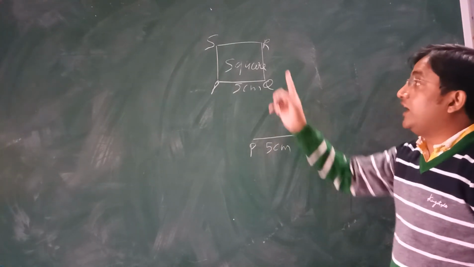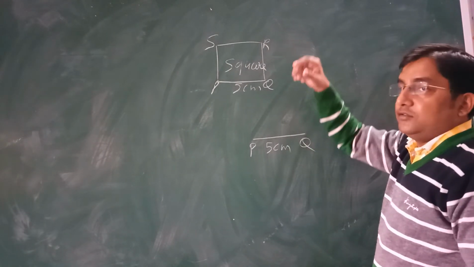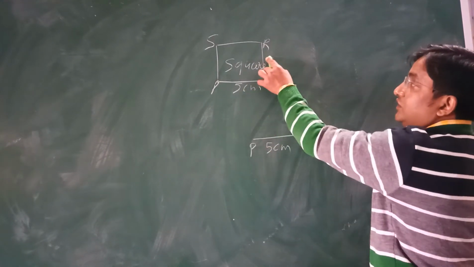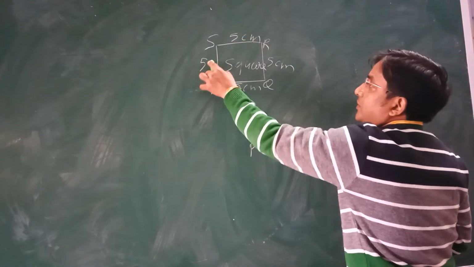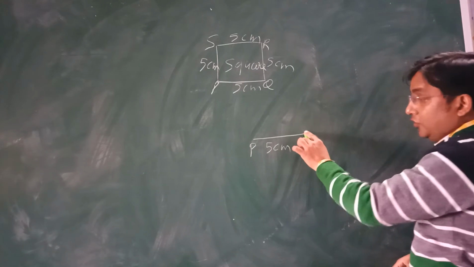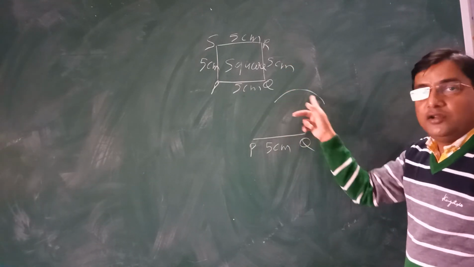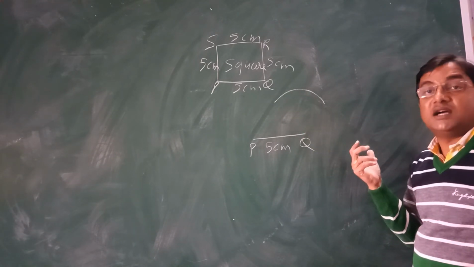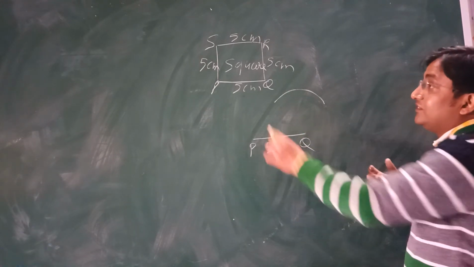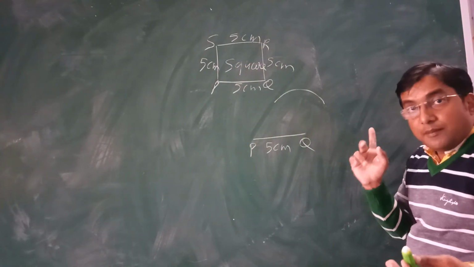Now it's time to find out R and S. How will you find this? If it is 5 centimeter, this will also be 5 centimeter, this will also be 5 centimeter, and this will also be 5 centimeter. So from Q, you draw an arc of 5 centimeter. But where will you get R? There is no information about P and R. No information is there.